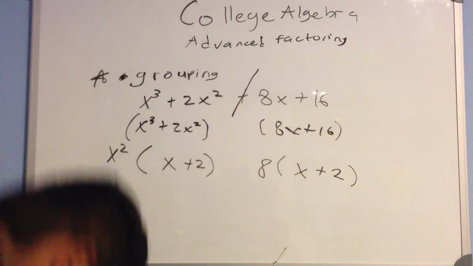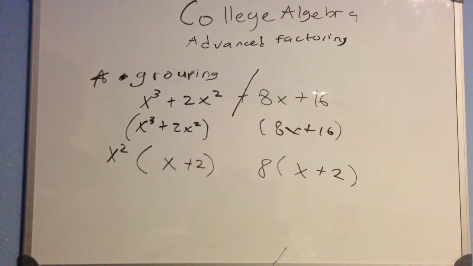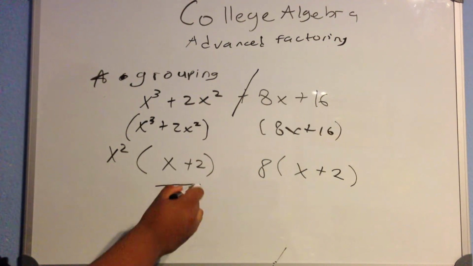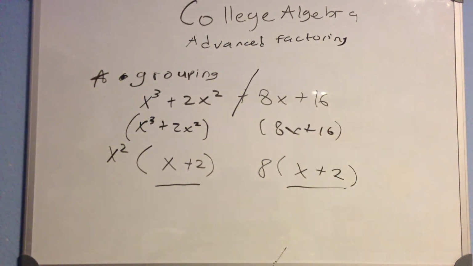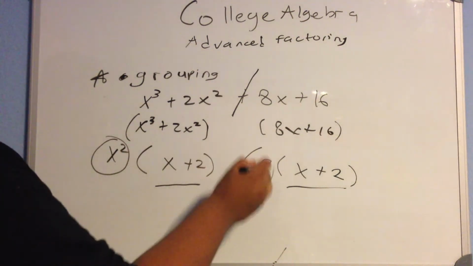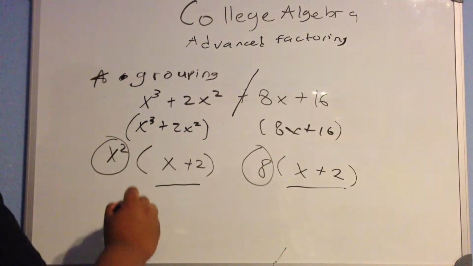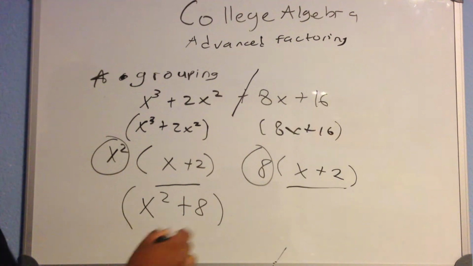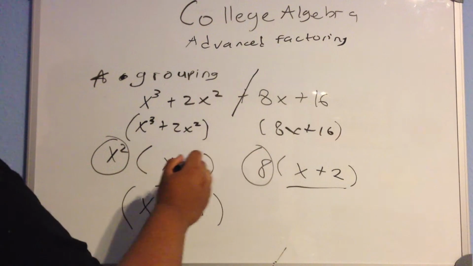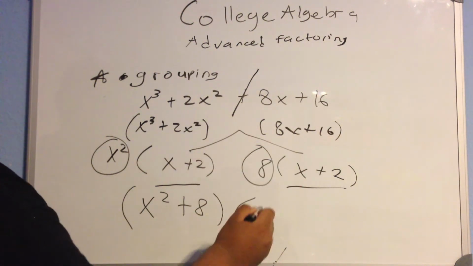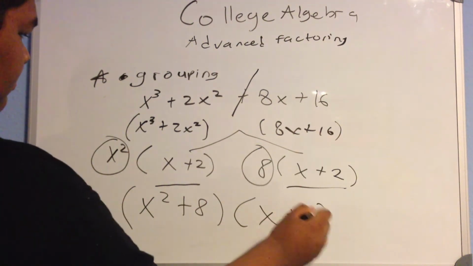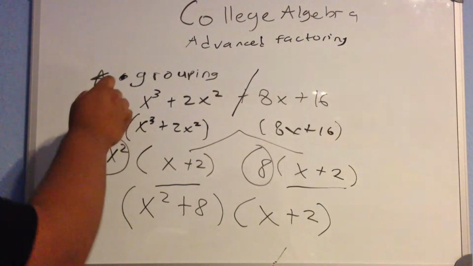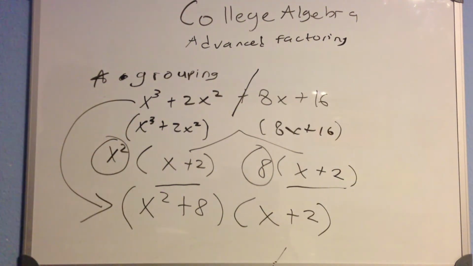Do you notice any similar thing here? Yes. This and this is the same. That's when you know you are correctly grouping by factoring that. So what you do here is get this term and get this term and combine them. So it's x squared plus 8 times the two terms that are the same, x plus 2. And that's how you factor this problem, by grouping.